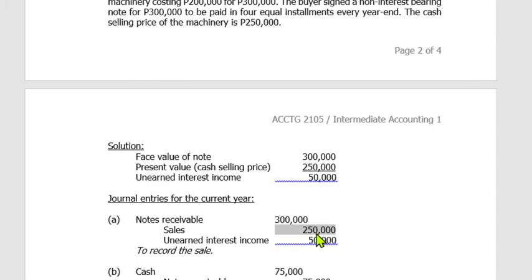Kaya, you credit sales 250,000. Then, dahil 250,000 lang ang selling price niyan and binigyan ka ng 300,000, so kung titingnan mo, meron kang 50,000 unearned interest income. Kumbaga, itong 50,000 na ito yung interest on extending a credit. Kumbaga, dahil pinautang mo siya, ito yung naging markup mo doon. So, you record the sale.